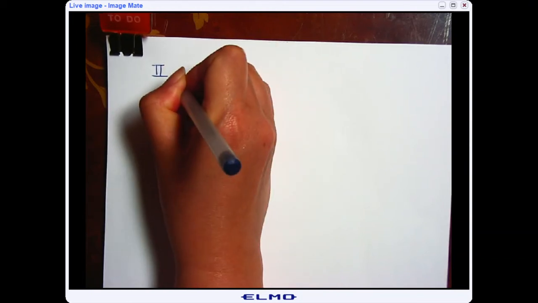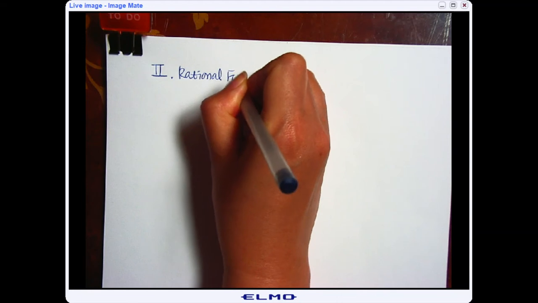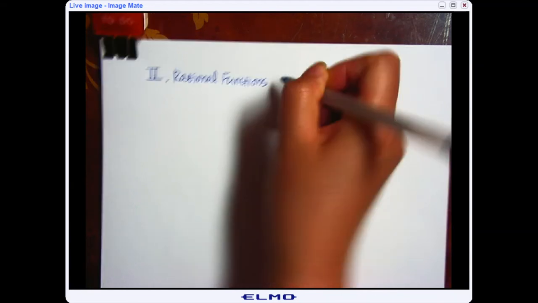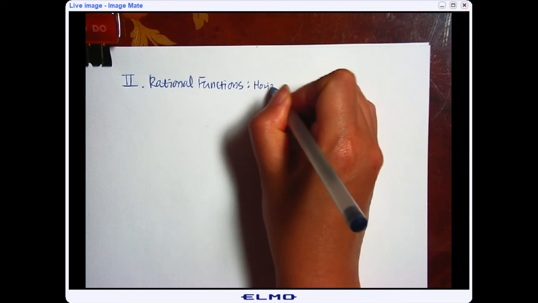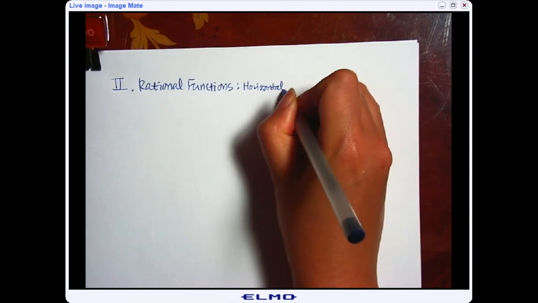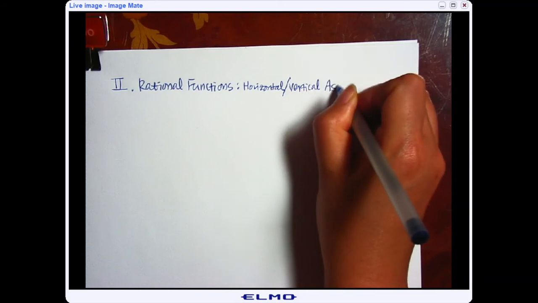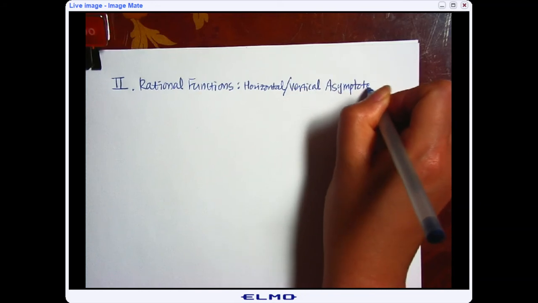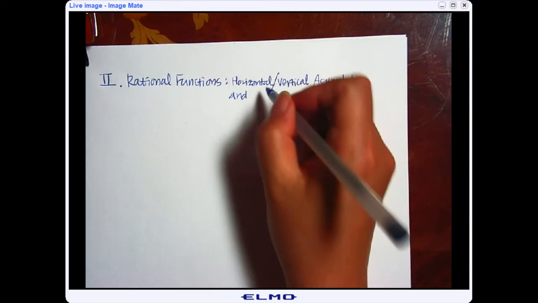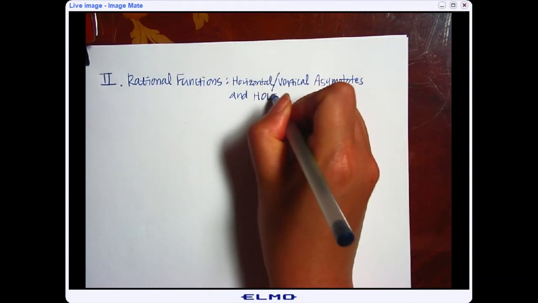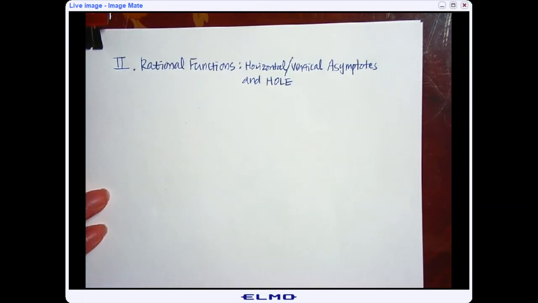Roman numeral 2, rational function. And our focus is horizontal asymptote and vertical asymptote. And one more very new concept that we never saw before, it's called hole. Cool.